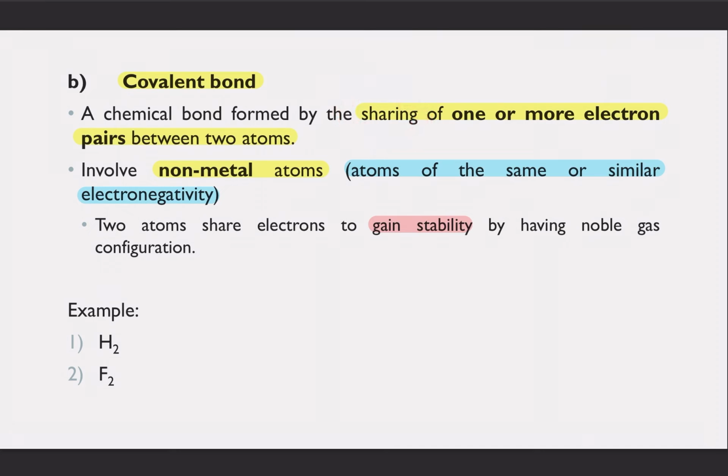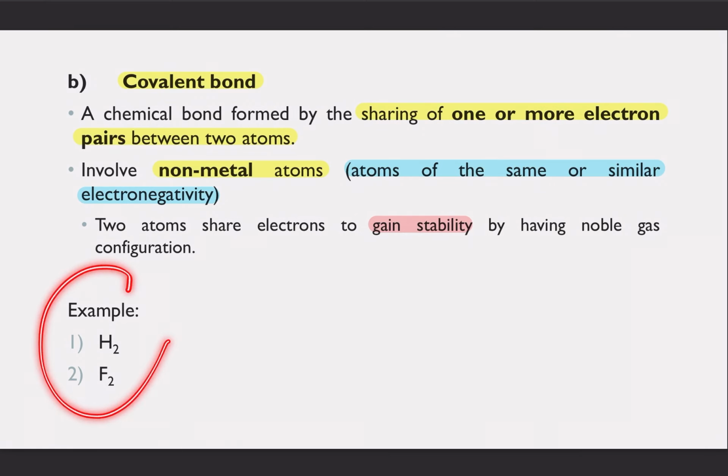Okay, so this will occur between non-metal atoms lah. Okay, so your non-metal atoms, they have the similar electronegativity, so there is equal power balance between these two. Okay, dia dua-dua tarik, let's say sini satu, sini satu, dua-dua will share their electrons sama-sama. Okay, because they have the same strength of pulling electrons to themselves. Okay, so maksudnya dia akan share lah. Okay, so two atoms share electrons to gain stability by having noble gas configuration.